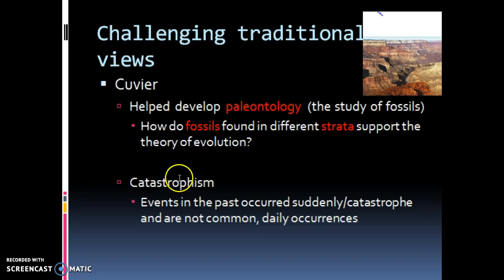Looking at our bottom part, catastrophism, we're going to pick up with this one in our next video. So that's what we'll be picking up on in part 2.